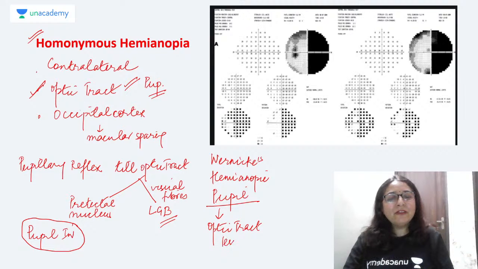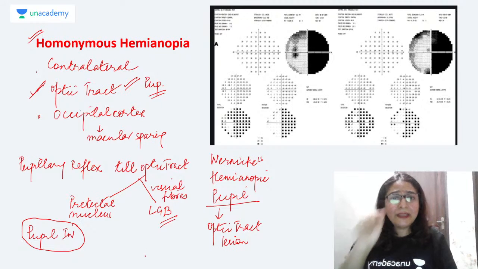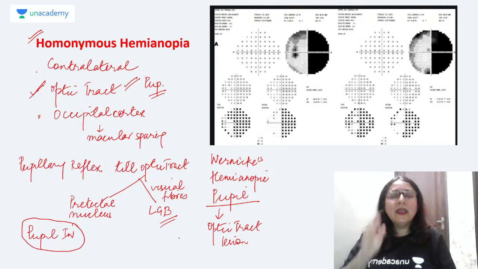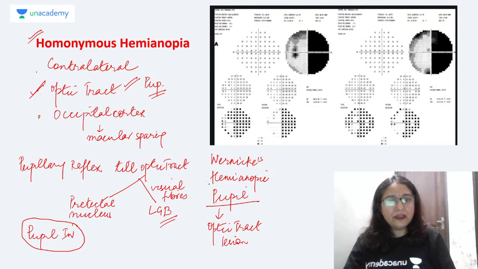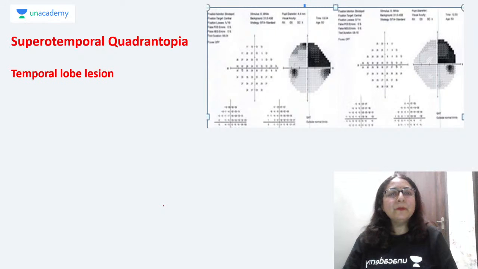Actually, when we shine light, we are stimulating the retina, and the pupil should constrict. But if the optic tract is affected, which contains the fibers from one half of the retina, then when you shine the torchlight on the healthy half of the retina, the pupil will constrict. But when you shine it on the part which is affected, the pupil will not constrict. So this kind of pupillary defect is known as Wernicke's hemianopic pupil, which is seen in cases of optic tract lesion.